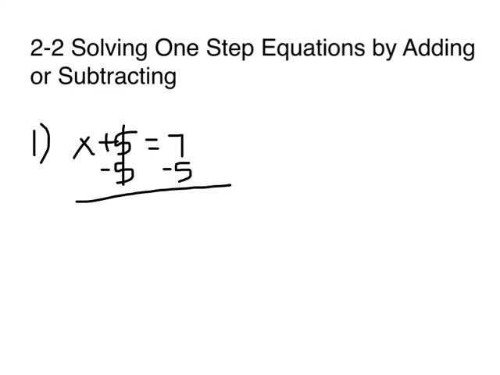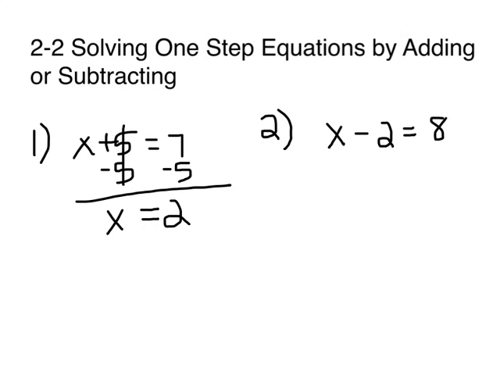5 minus 5 crosses off, and we're left with x on the left side of our equal sign. On the right side of our equal sign, we're left with 7 minus 5, which is 2. Here's example number 2. We're going to take x minus 2 equal to 8. To undo the subtraction right here with the minus 2, we'll be adding 2 to both sides of our equal sign.